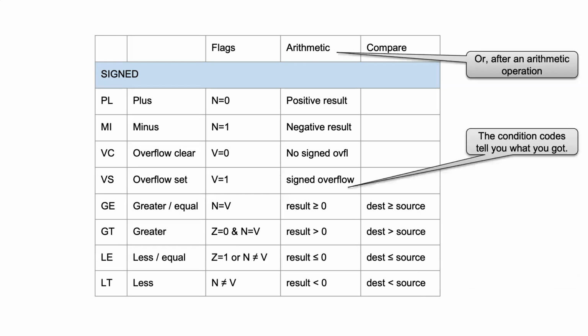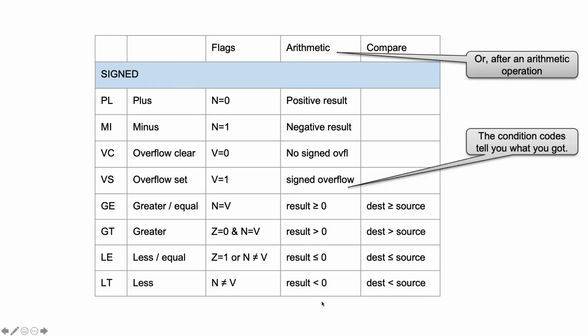You can also check condition codes after you just did a plain old arithmetic operation. And if you did, you can think of it as telling you about the result. If the result is positive, then the negative flag will be false. If the result is negative, then the negative flag will be true.